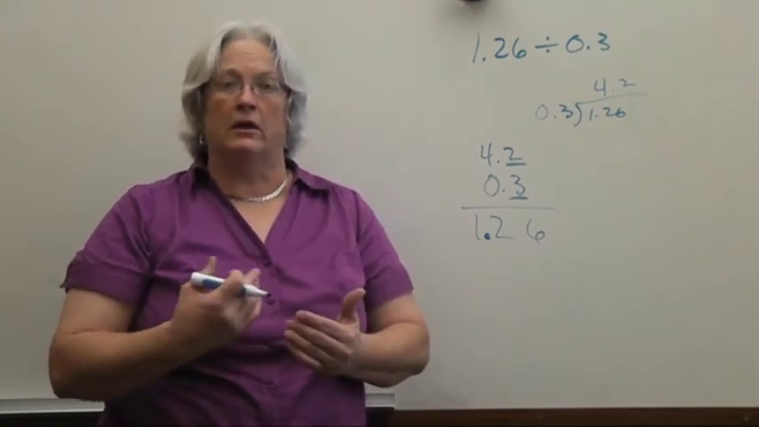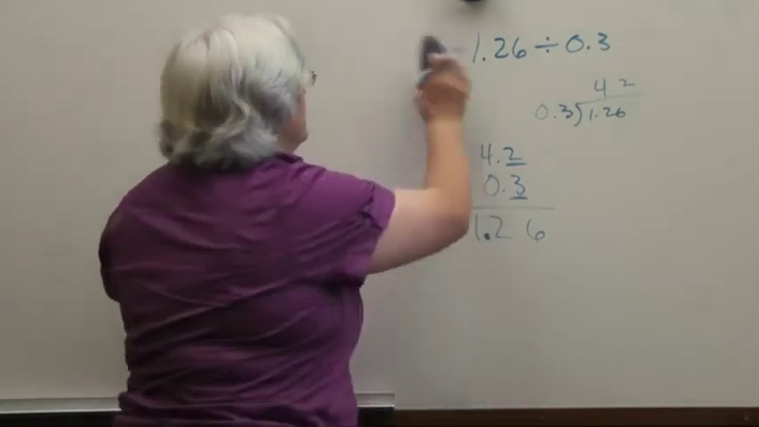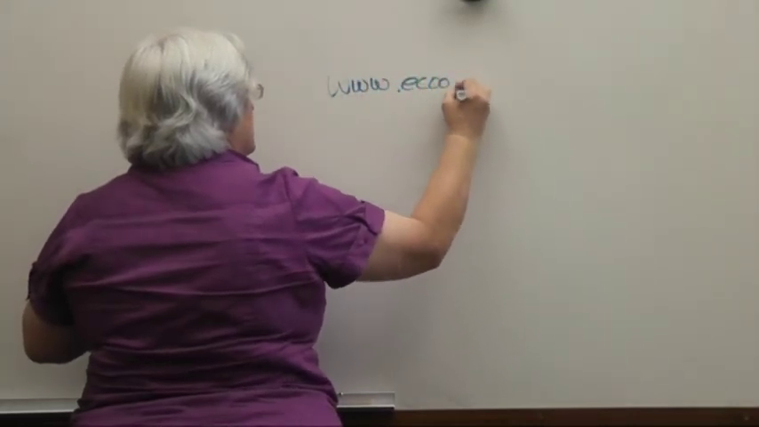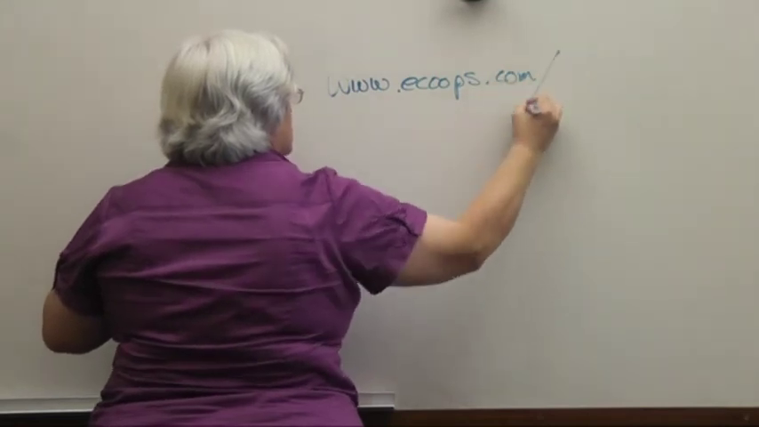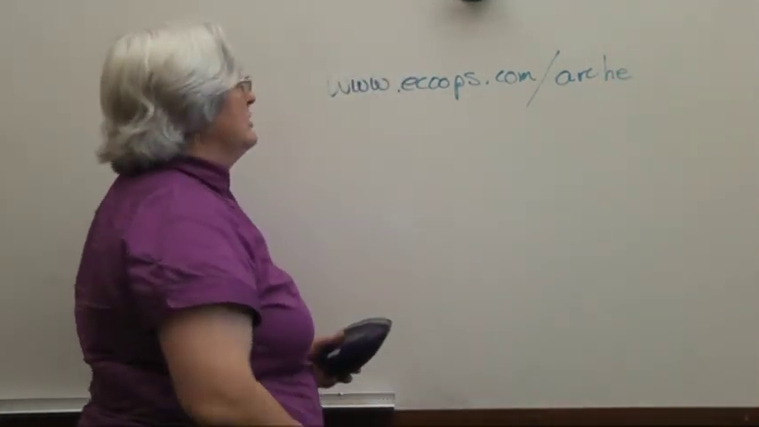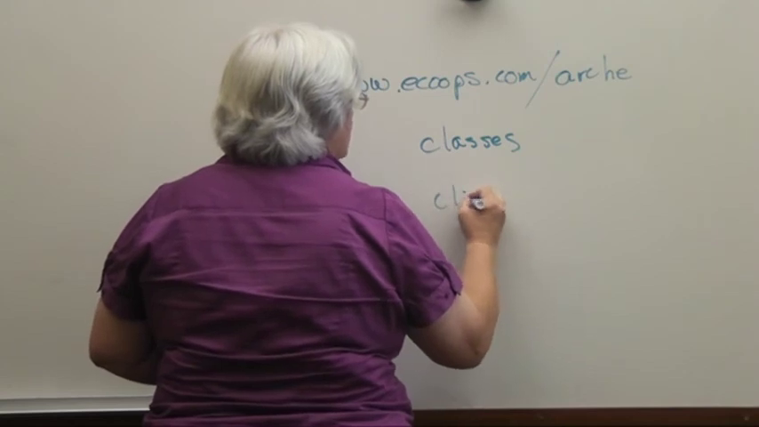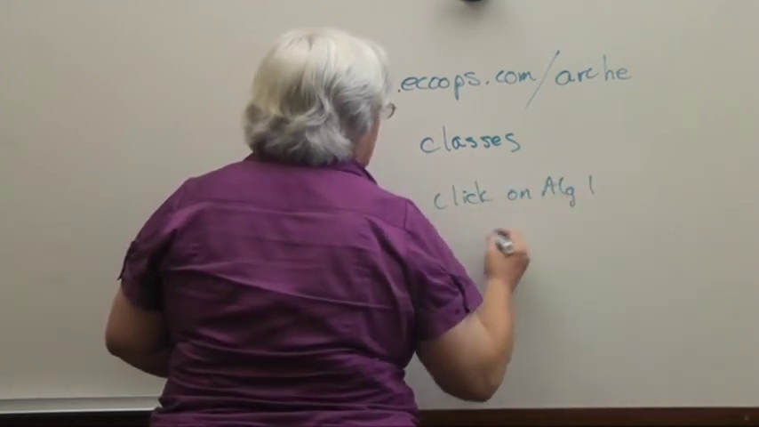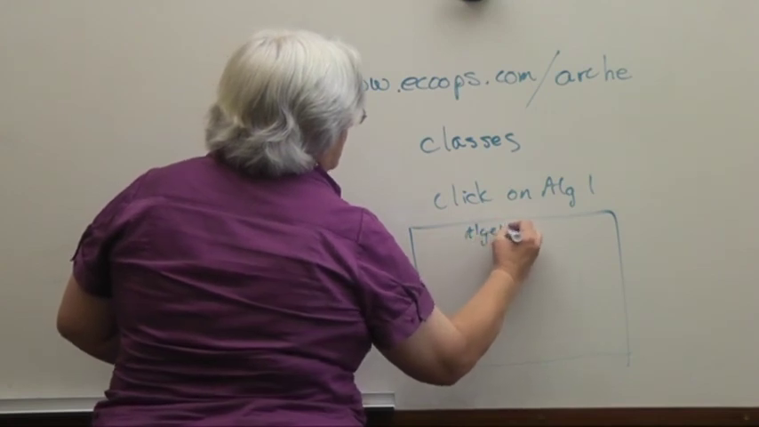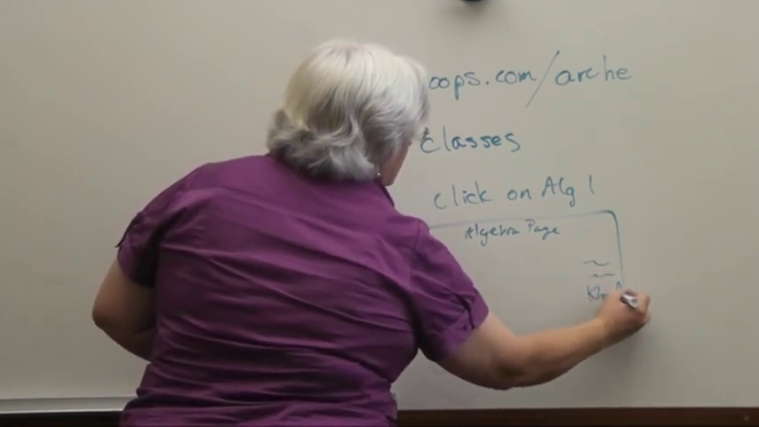You can find out information about how to get onto Khan Academy, how to use it, by looking on your ARC homepage. Go to the ARC website, www.ecoops.com/ARC. Sign in using your login information and your password. Go to your classes and then click on Algebra. And then here's your Algebra class page. And over here you have these links. There's one over here on the right hand side that says Khan Academy.